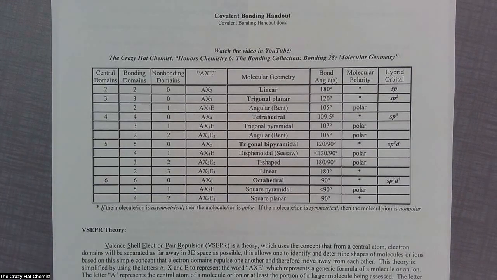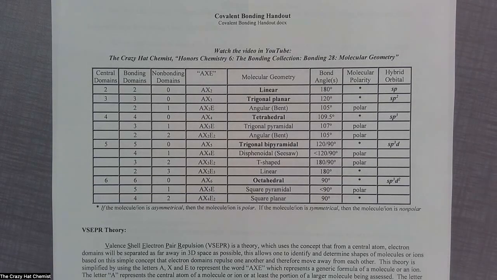So here we go with a continuation of covalent bonding worksheet number one. This is going to be part two of this video, so make sure that you first watch part one. Just a very, very brief recap, because I had gone over this in detail in part one of this video series. And that is the following.